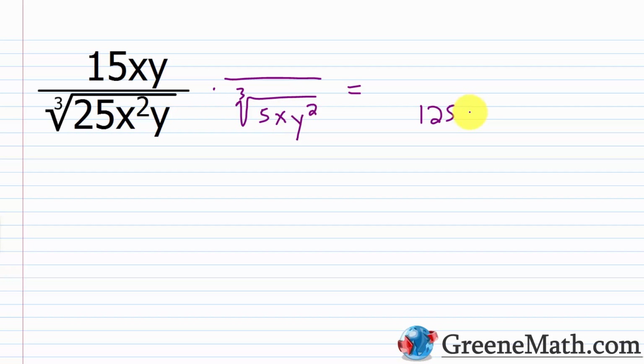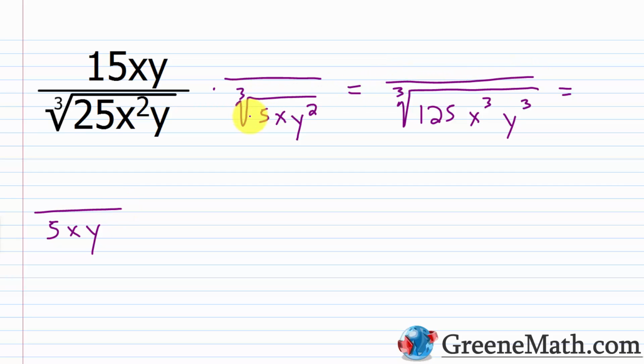X squared times x is x cubed, and y times y squared is y cubed. So if I take the cube root of this, again, this is a perfect cube, I'm going to end up with 5xy as my denominator. Okay? So once I've figured that out, the numerator part is pretty easy.